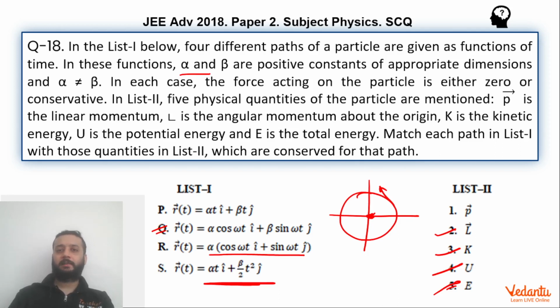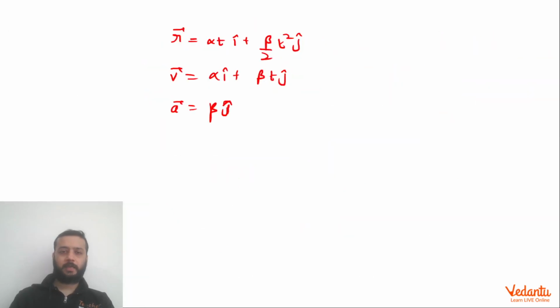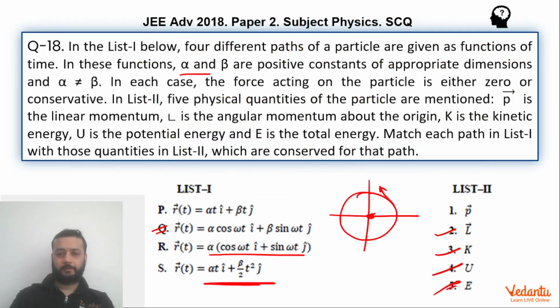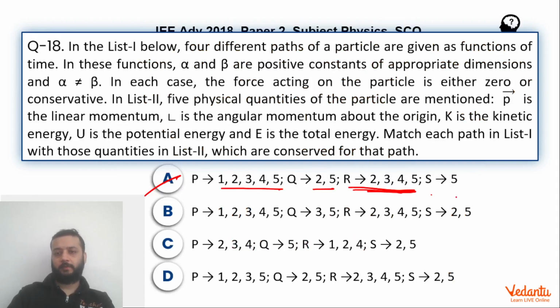So we can say that kinetic energy and potential energy will not be constant, but total energy will be constant. And anyway, you know that in motion under gravity, the sum of kinetic and potential energy remains constant. So we can say that option S matches with, sorry, 5. So this is what we have. So that means A will belong to PQRS.